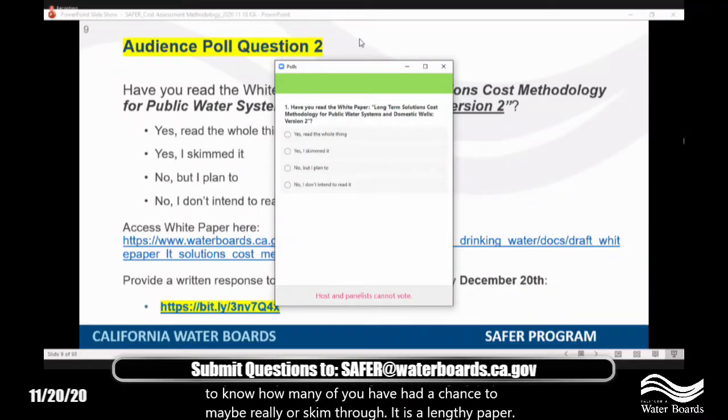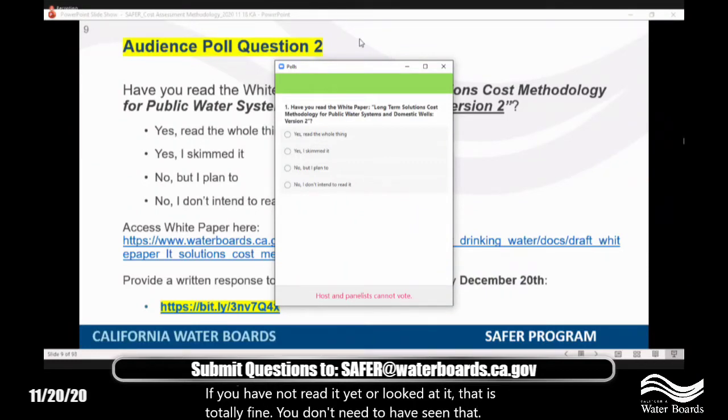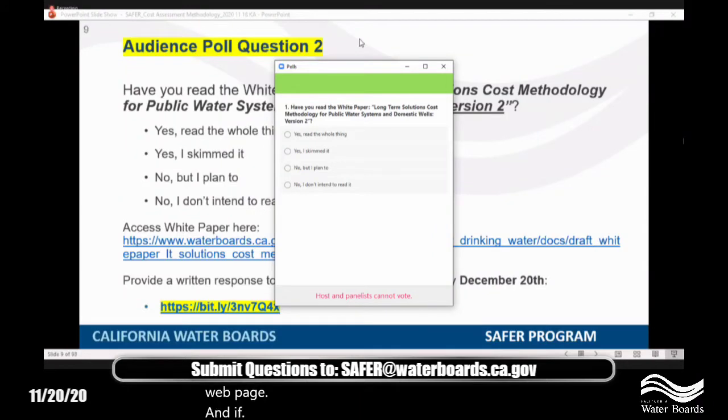If you have not read it yet or looked at it, that is totally fine. You don't need to have seen that paper to follow along with the presentations today. But if you are interested in learning more, I encourage you to take a look at that white paper. The hyperlink is here. It's on our SAFER webpage. And if you registered for our Zoom account, you should have received an email with a link to it.